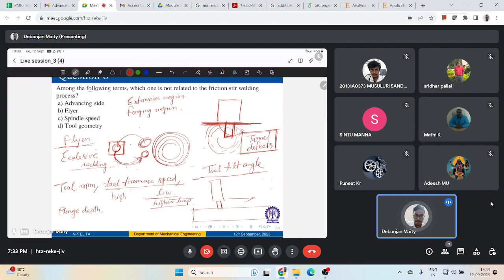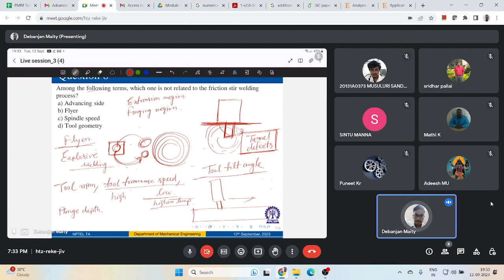We call it tunnel defect, if there is improper mixing or improper stirring of the material around the pin. Of course, if you have a shallow plunge depth, you cannot move the material from the front to back of the pin, right? And then there is deep plunge depth, when your shoulder plunges into the workpiece and you are inserting the complete pin into the workpiece, and the pin length is the plunge depth.